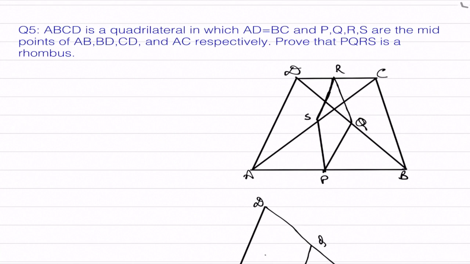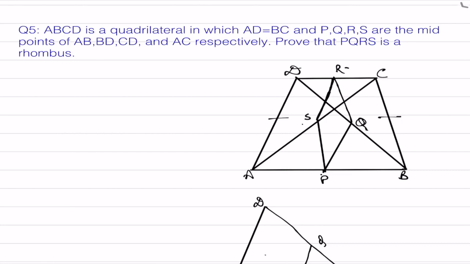So next question is question number 5. ABCD is a quadrilateral in which AD and BC are equal. These two sides are equal, and P, Q, R, S are the midpoints of AB, BD, CD and AC respectively. Prove that PQRS is a rhombus.